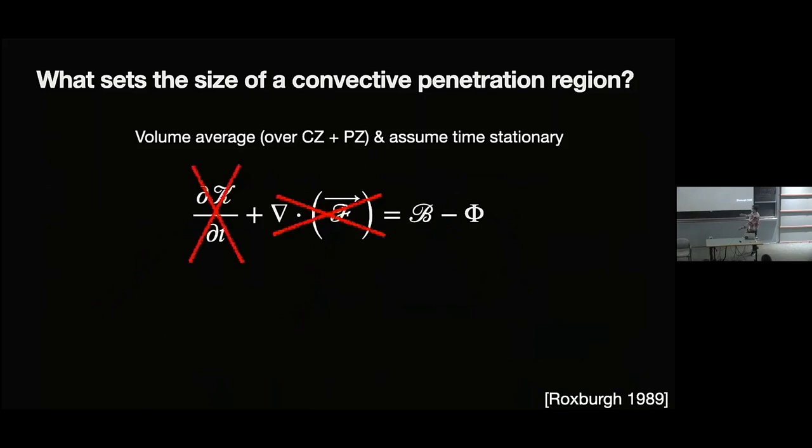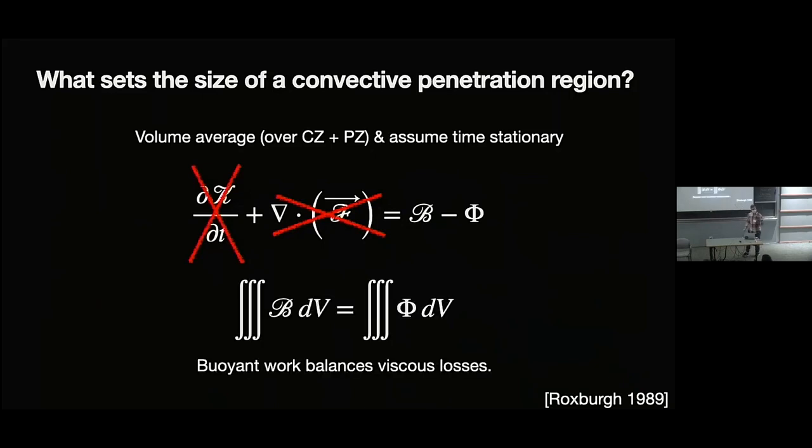And this kind of argument I'm going through, I forgot to mention, Ian Roxburgh was the first to work through these sorts of arguments. So if you volume average or volume integrate this equation in time over the convection zone and penetration zone, the fluxes have no divergence at the boundaries. That goes to 0. If you assume you're time stationary, so your kinetic energy is not changing, that term goes bye-bye, and you're left with this integral constraint. Buoyant work balances viscous losses.